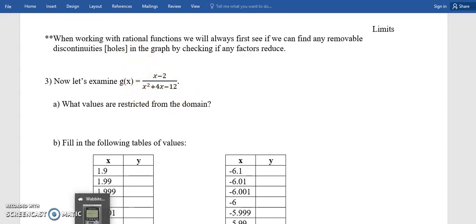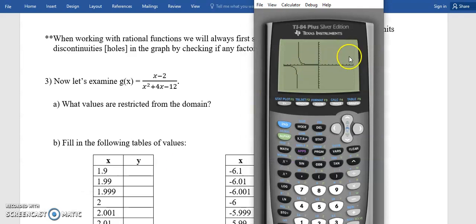If we graph it in the calculator, it looks something like this. Notice it looks like there's a vertical asymptote here, and it doesn't look like there's much else going on. But if we go to try to find the discontinuities, remember you set the denominator equal to 0. So we're going to try to factor that and set it equal to 0 and solve. So you can pause the video and try that. I'm going to show you the answer.